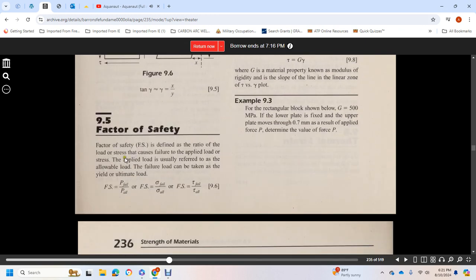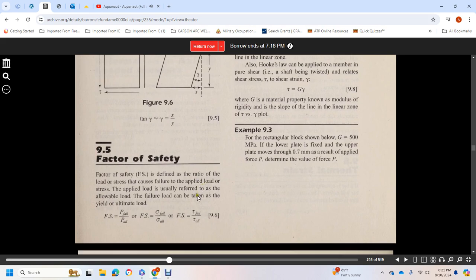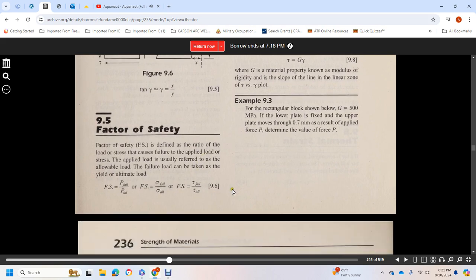9.5 Factor of safety. Factor of safety is defined as the ratio of the failure load or stress to the applied load or stress, usually referred to as the allowable load. Failure load can also be taken as the yield or ultimate load. Factor of safety is equal to the failure load over the allowable load. Factor of safety is also equal to the failure stress over the allowable stress.